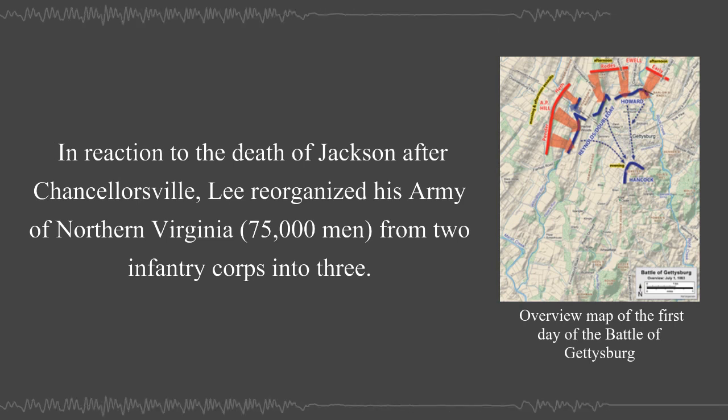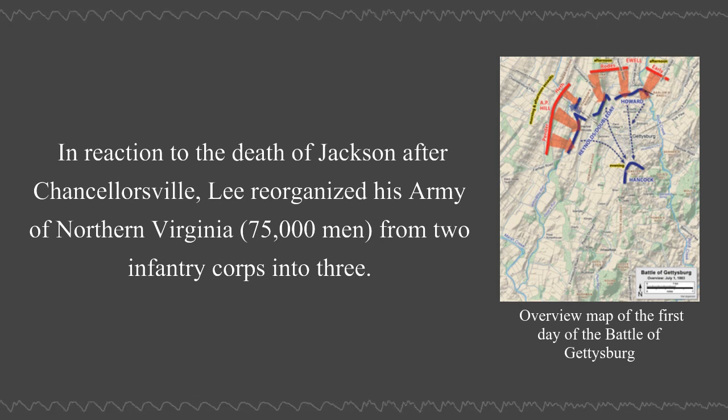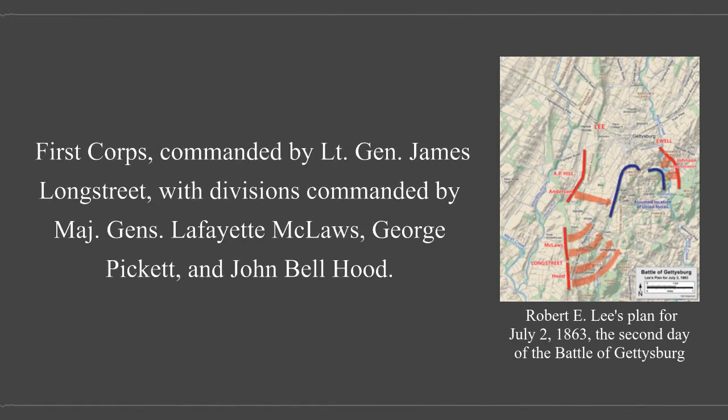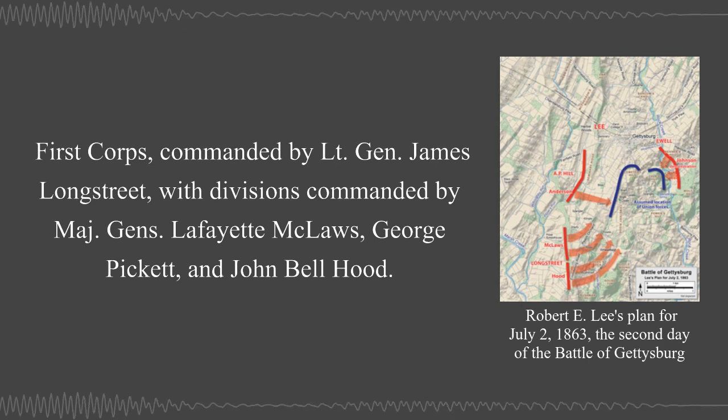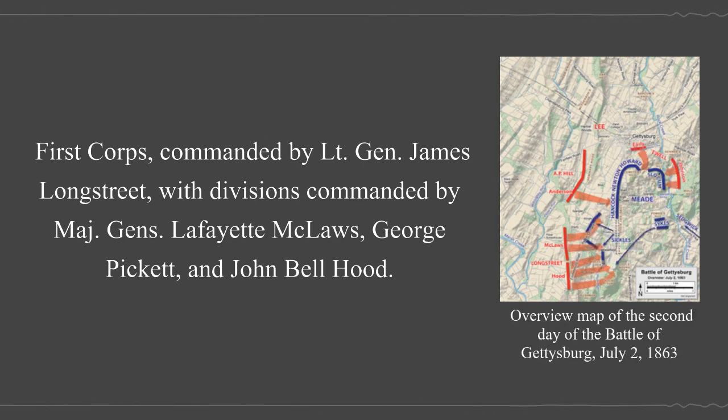In reaction to the death of Jackson after Chancellorsville, Lee reorganized his Army of Northern Virginia, 75,000 men, from 2 infantry corps into 3. 1st Corps, commanded by Lieutenant General James Longstreet, with divisions commanded by Major Generals Lafayette McLaws, George Pickett, and John Bell Hood.